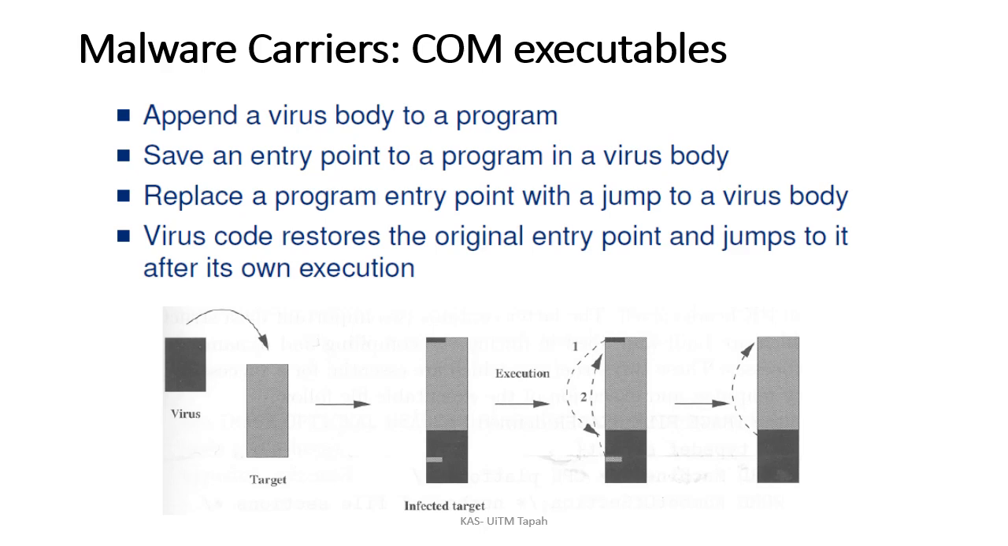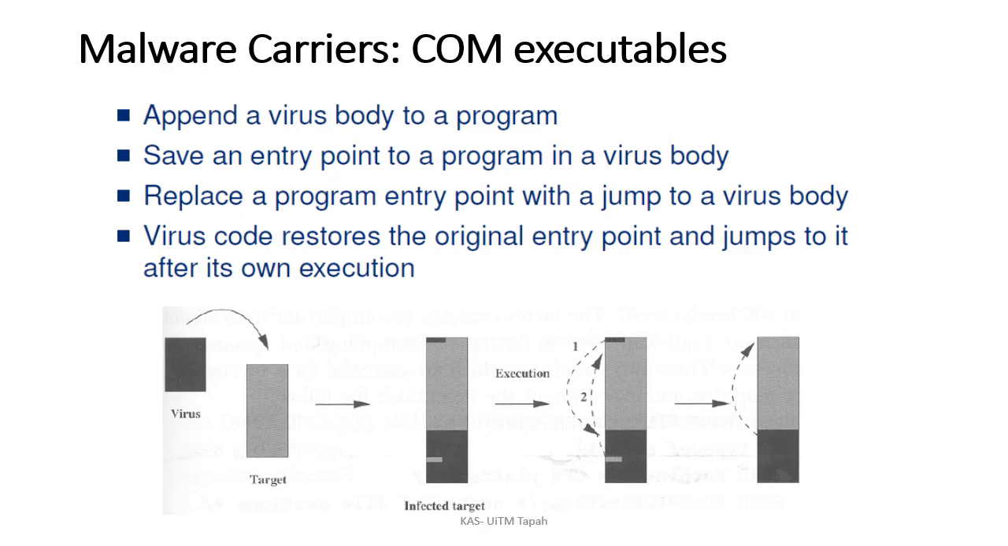So COM executables: it actually appends the virus body to a program. This is a type of virus that goes into the body of your program. Okay, save an entry point to the program in the virus body. So they replace the program entry point with a jump to the virus body. The virus code will restore the original entry point and jump to it after its own execution. So this virus goes into the COM file, the executable file.